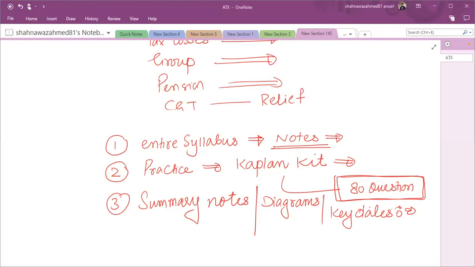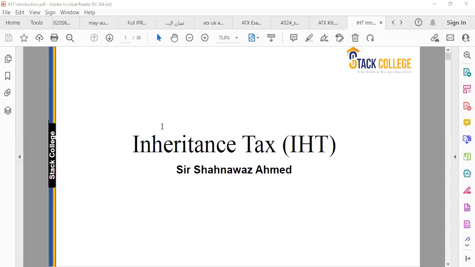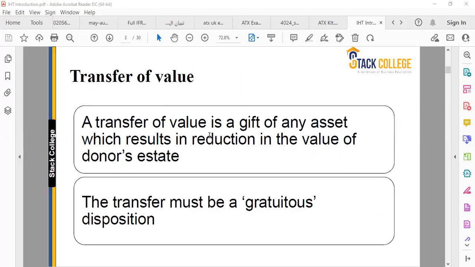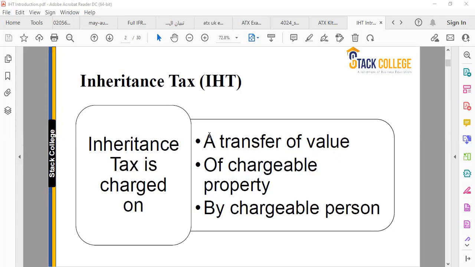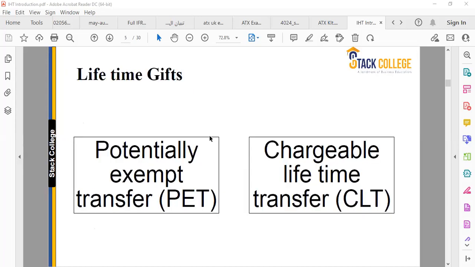Yes, I am going to show you the first topic that we are going to start, and you can get a feel of the topic. I usually start with inheritance tax. This is a bit of an easy topic, so from the start, not that difficult. Can you see the slides of inheritance tax? So these are the kind of notes. Very easy to memorize.